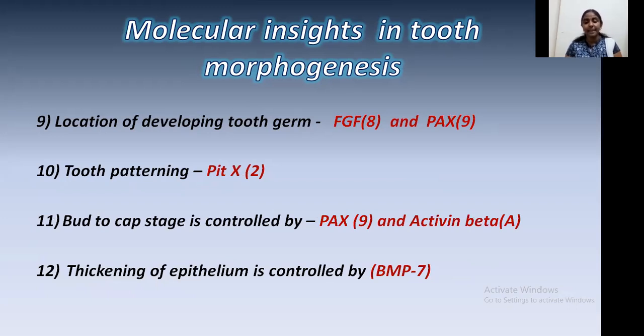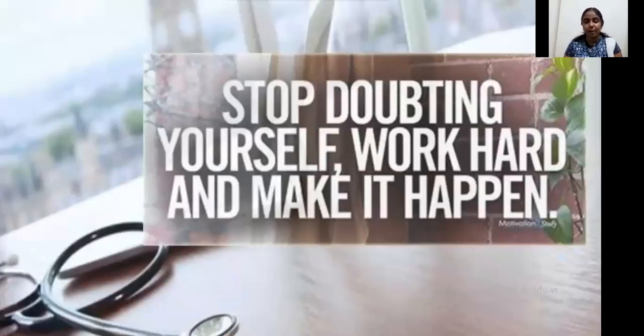Bud stage to cap stage is controlled by the gene PAX9 and activin beta A. Thickening of the epithelium is controlled by gene BMP7. That's all for this class.